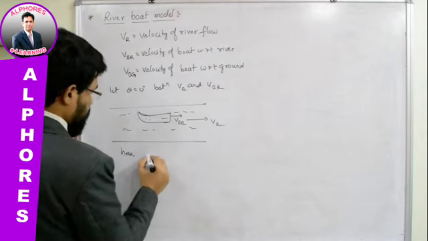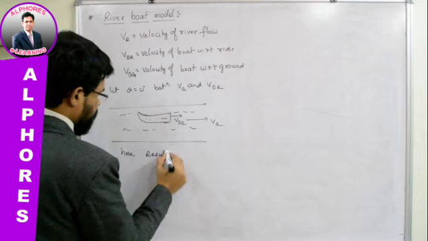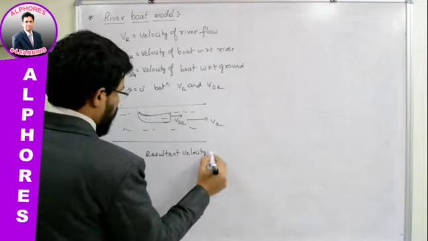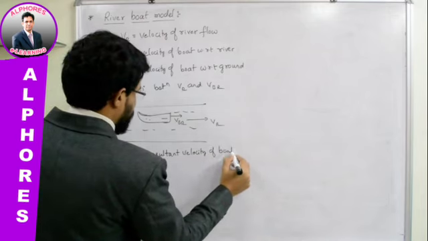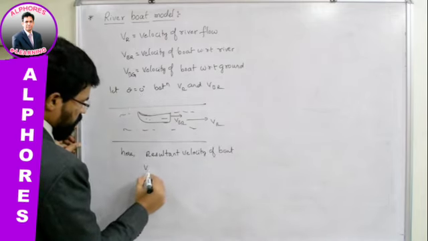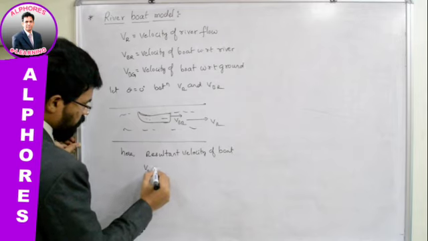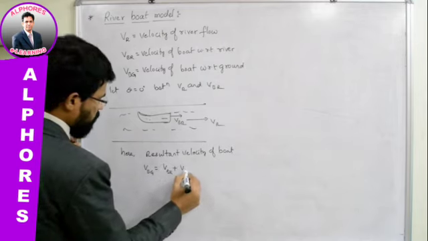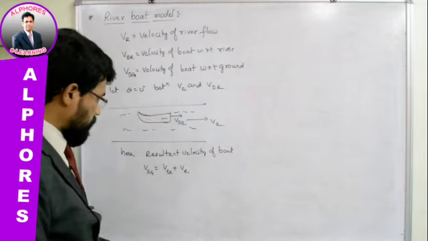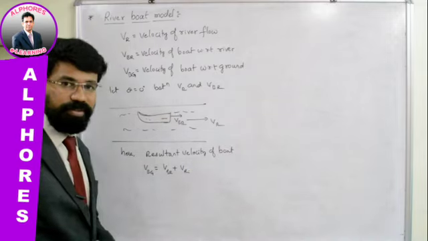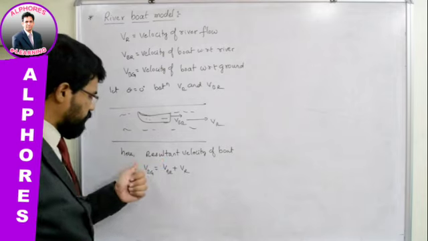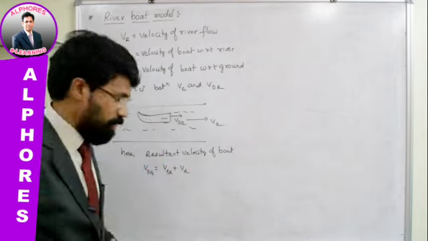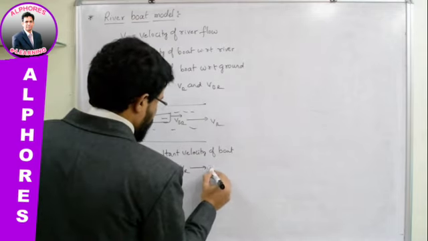Here, the resultant velocity of the boat, which is the velocity of boat with respect to ground, is equal to velocity of boat with respect to river plus velocity of river. That's how you can talk about the magnitude of the resultant velocity. In vector form also you will get VBG bar is equal to VBR bar plus VR bar. Let us take it as equation number 1.